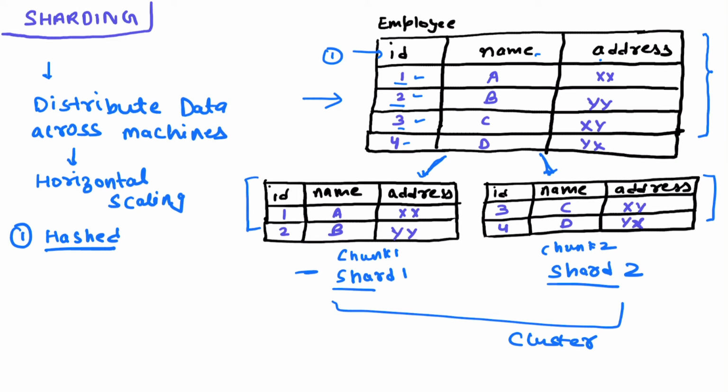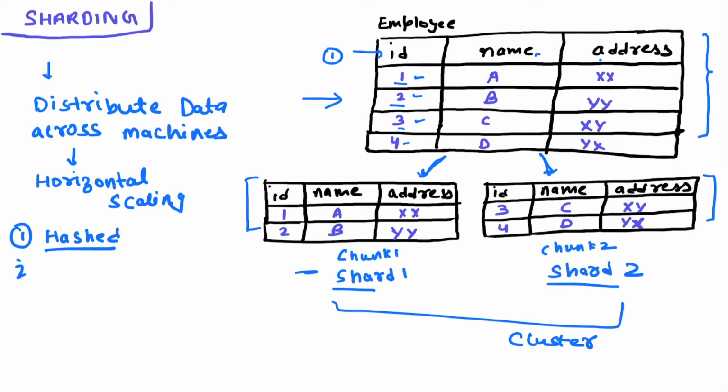You define your own set of columns within your table for the hash strategy, and based on those columns, the hash value will be calculated for each row, and then based on the hash value, the data will go to the respective shard. So this is hashed sharding.